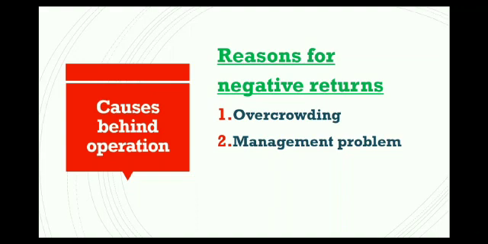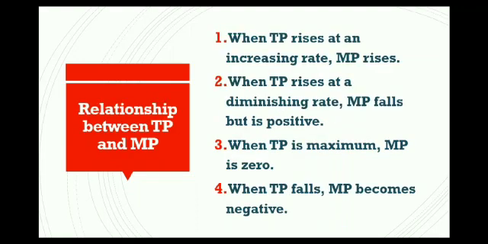Next, relationship between TP and MP. TP is the total product, MP is the marginal product. When marginal product rises, TP increases at an increasing rate. When MP falls but is positive, TP rises at a decreasing rate. When MP is 0, TP becomes maximum. When MP becomes negative, then TP starts falling.